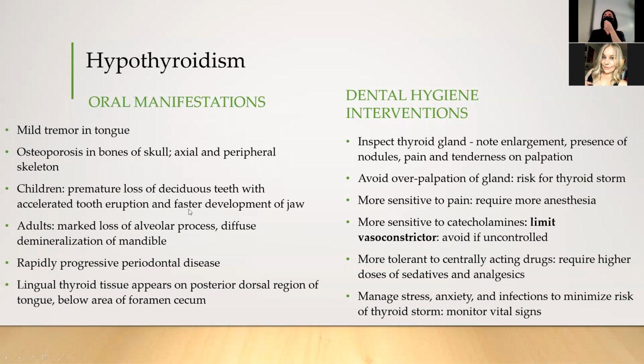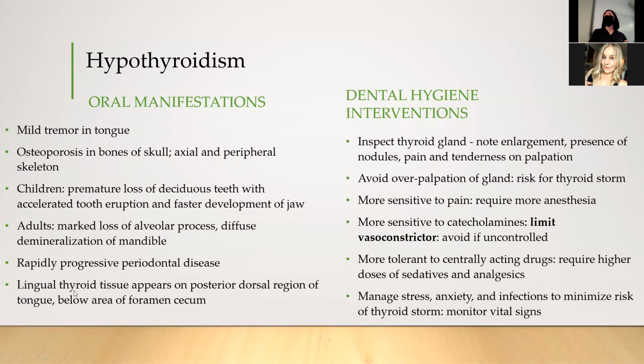Children, premature loss of deciduous teeth, accelerated tooth eruption, and faster development of the jaw. Adults, marked loss of alveolar process, so some changes in the structures of their bone. Diffuse demineralization of the mandible, so that would be radiographic evidence. Rapid progression of periodontal disease.